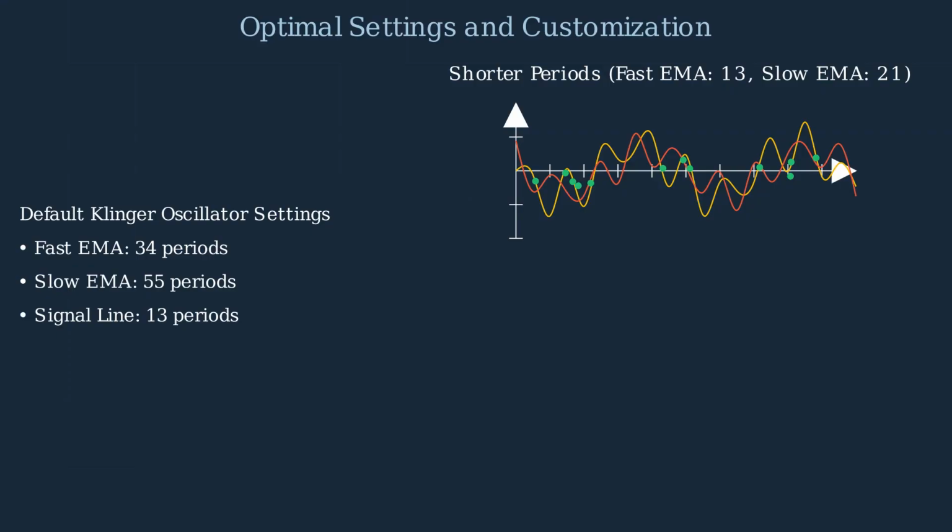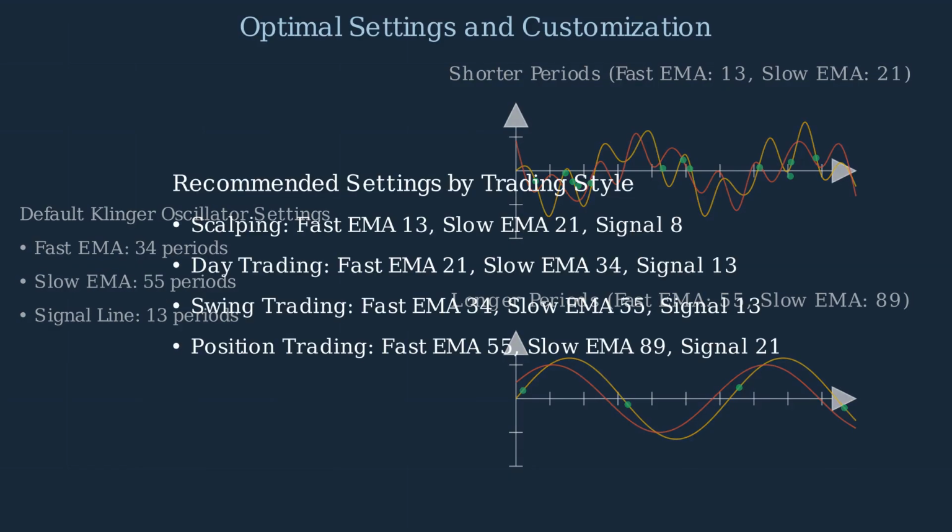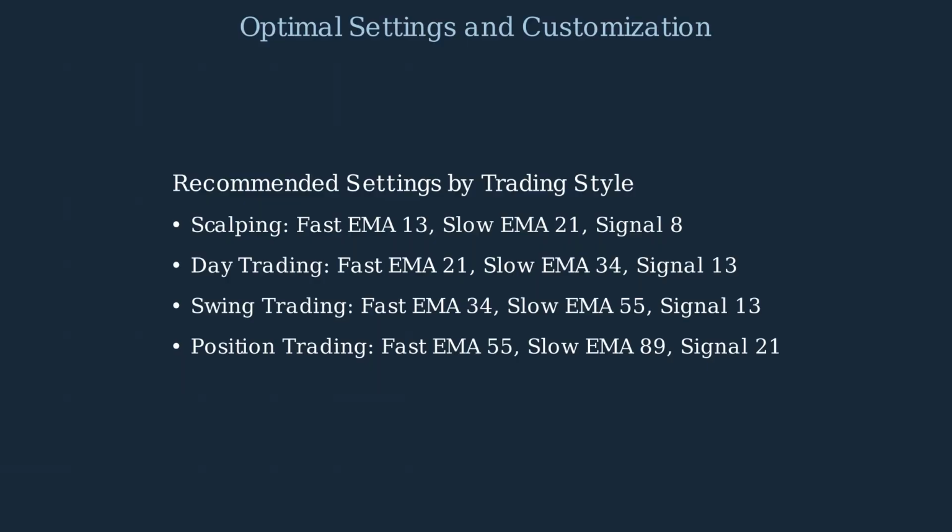Shorter periods create a more responsive oscillator that's suitable for short-term trading but may generate more false signals. Longer periods create a smoother oscillator that's better for identifying major trends, but may be slower to respond to price changes. Different trading styles benefit from different Klinger oscillator settings. Scalpers and day traders often prefer shorter periods for quicker signals, while swing and position traders prefer longer periods for more reliable trend identification.